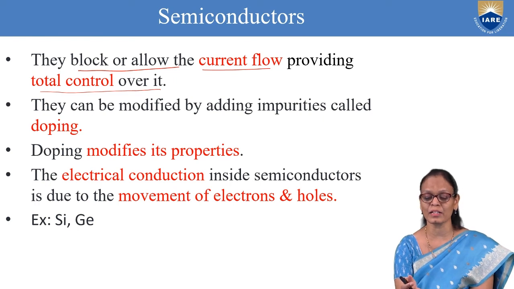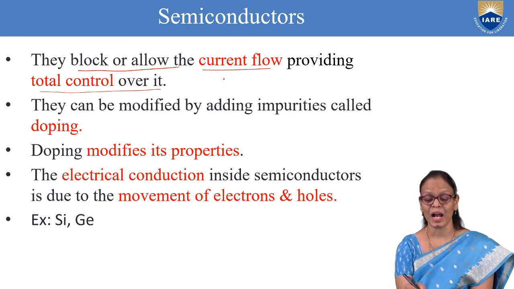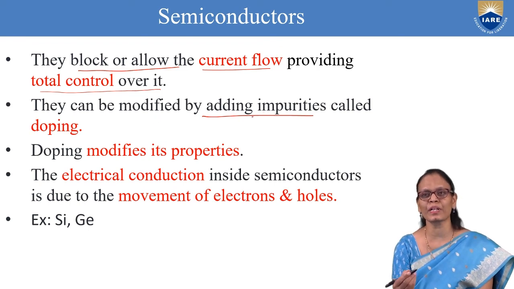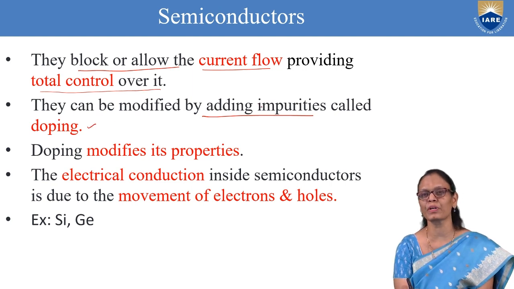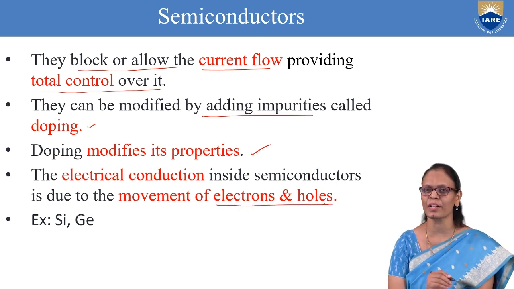That is why semiconductors have got a lot of importance in electronic circuits. Wherever we are using semiconductors, it is because of this reason. They have total control over the flow of current, and they also can be modified by adding impurities. The addition of impurity to a semiconductor is called doping. And when you do doping, their properties get modified. And the electrical conduction inside the semiconductors is due to the movement of electrons and holes. So this is also one important thing we need to understand.